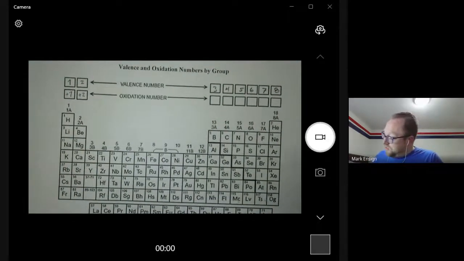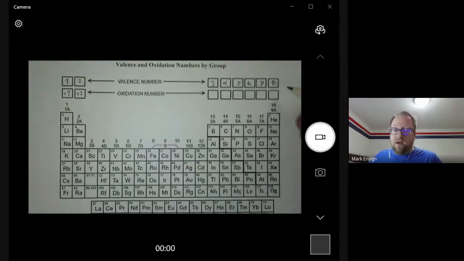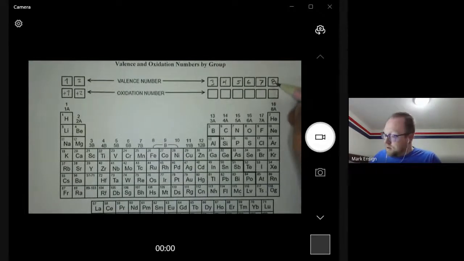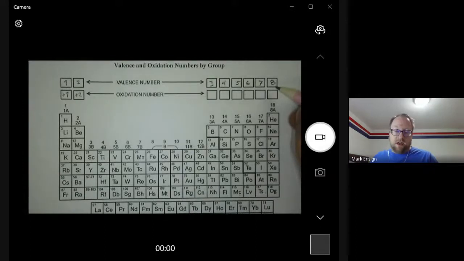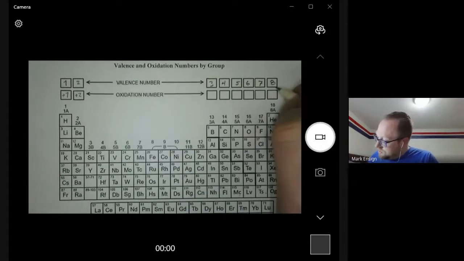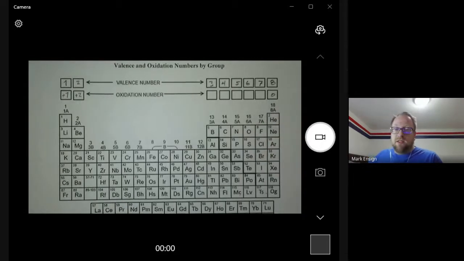If we jump over here to this group, this group already has 8 valence electrons. It already has a full energy level, so its oxidation number is going to be 0. It's not going to lose or gain any.